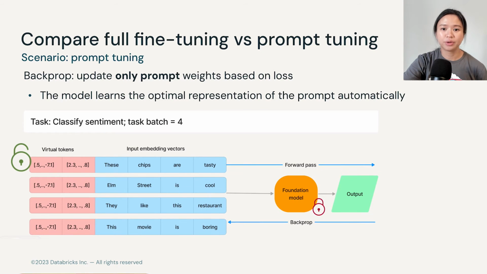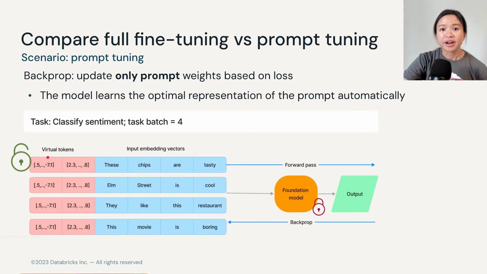In contrast to prompt tuning, you can see in this diagram that the foundation model weights are completely frozen. So when the model goes through forward pass and also backprop, we only update the virtual token weights here. So these virtual tokens or these soft prompts are basically learned through backprop and tuned to incorporate signals from any number of labeled prompts that we provide, and we only apply the gradient updates to these virtual embedding vectors.